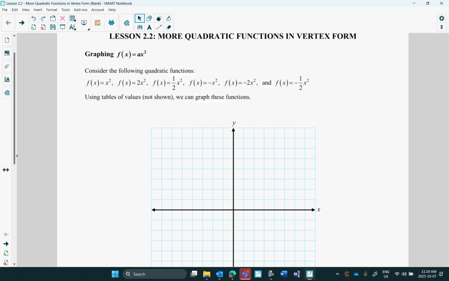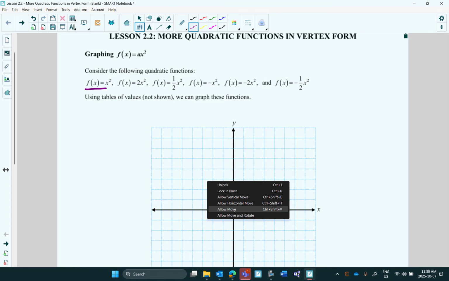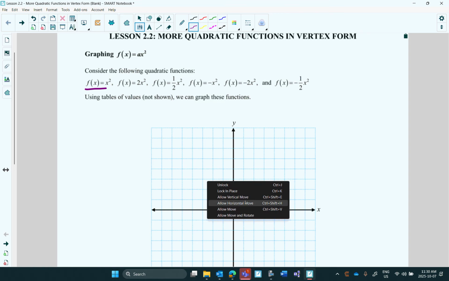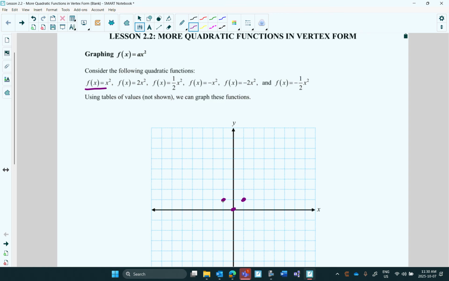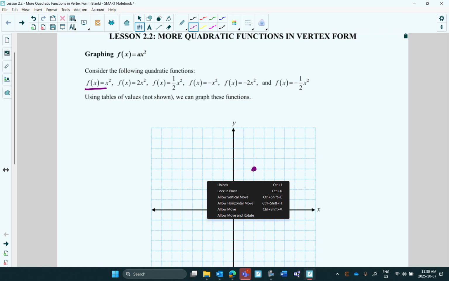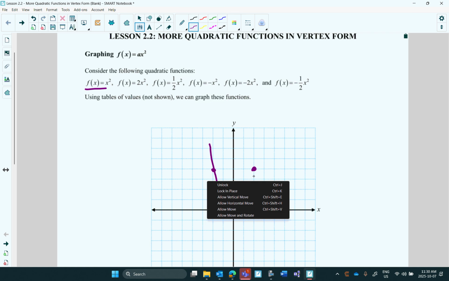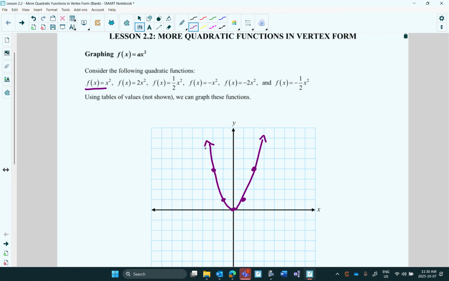Okay? This one, we know. Vertex is at 0, 0. And then we move one across, one up, 2 across, 4 up, and that's y equals x squared, or f of x equals x squared. Remember, they mean the same thing. Okay, so we graphed that one yesterday.